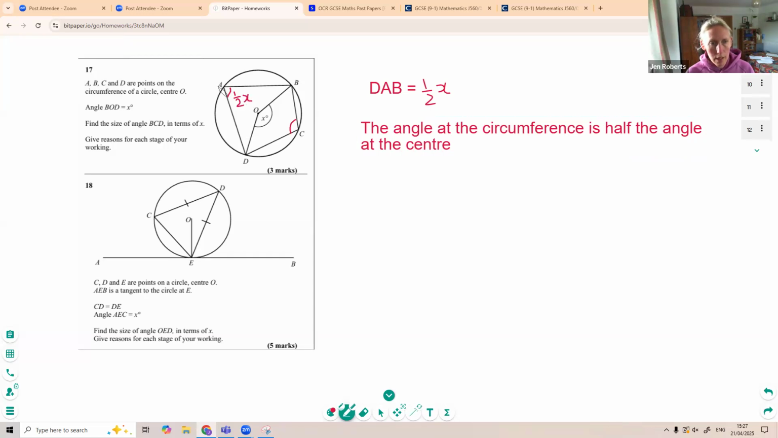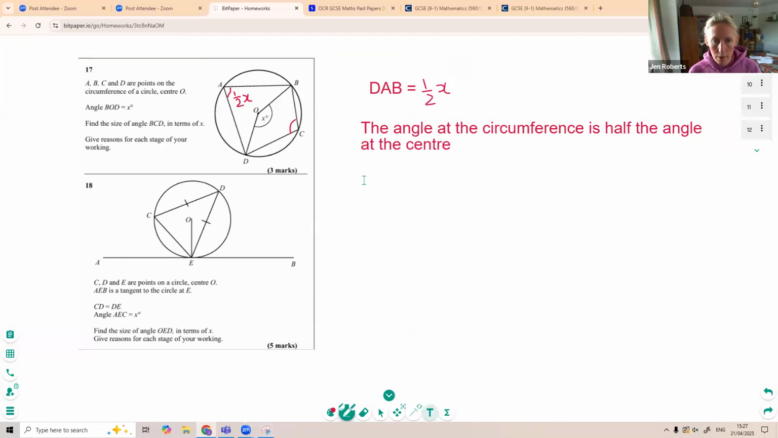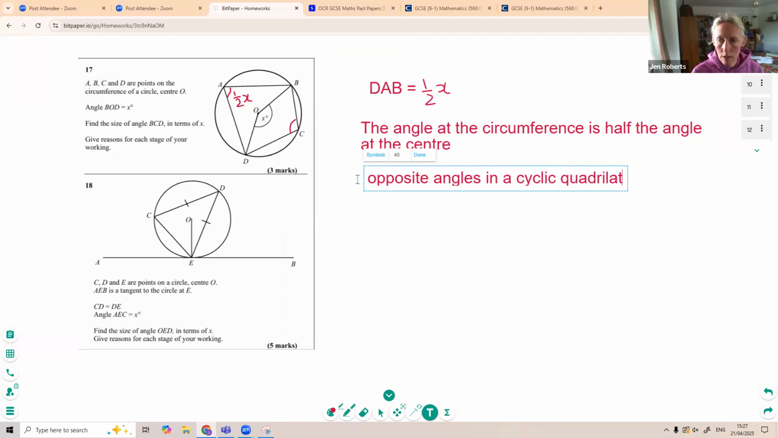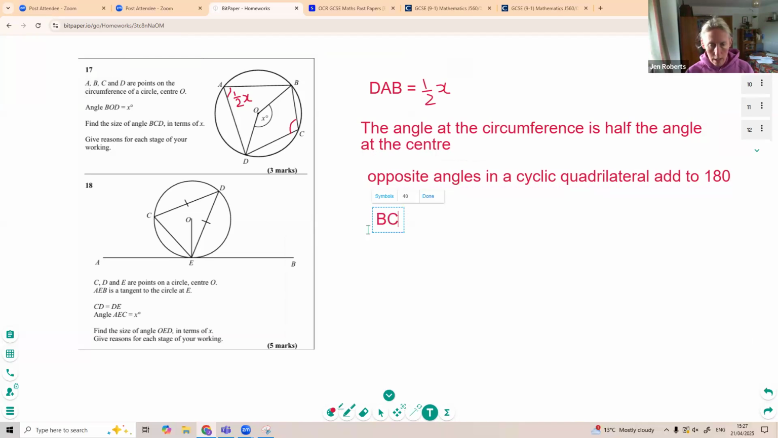I also know, right, we've got a cyclic quadrilateral here. Opposite angles in a cyclic quad add up to 180. Let me just get that reasoning first. So DCB or BCD is 180, take away half x. Final answer.